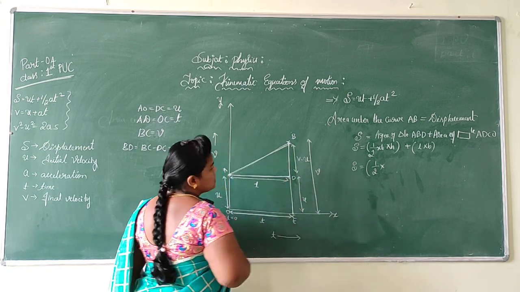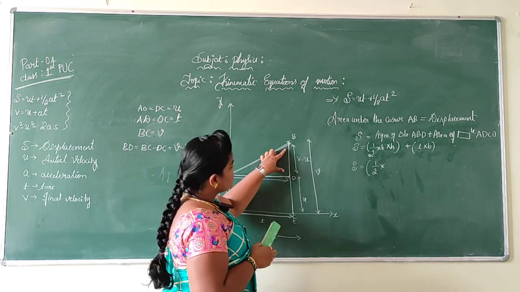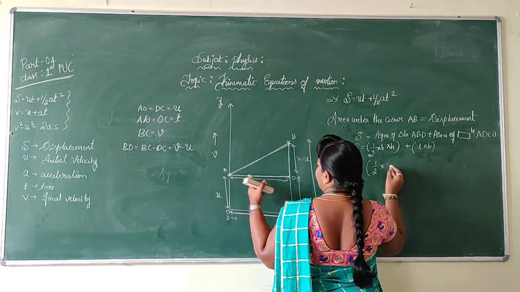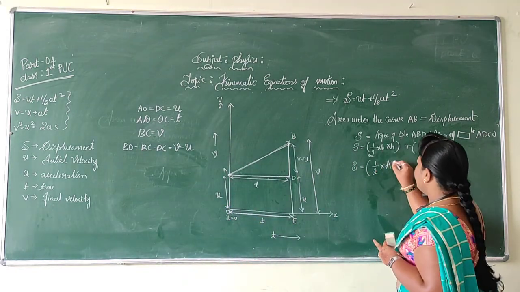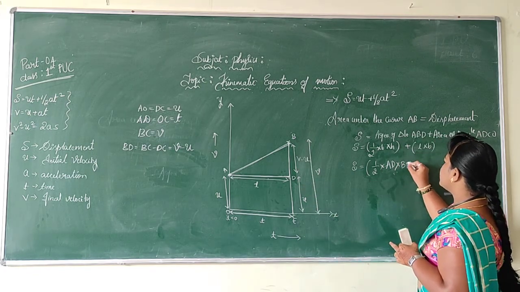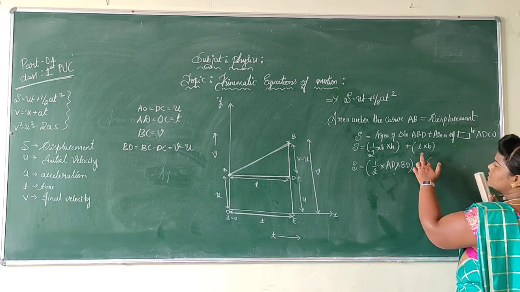Just observe this. The base is AD, and the height is BD. So just now I am writing: AD is the base, AD into height, which is BD. BD is the height. Plus, now you can observe the length.